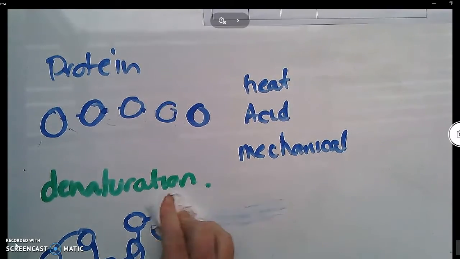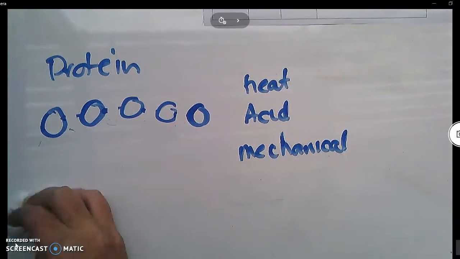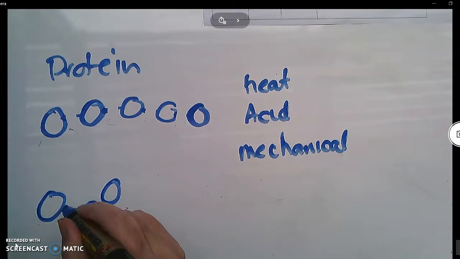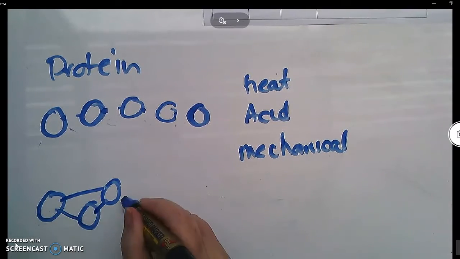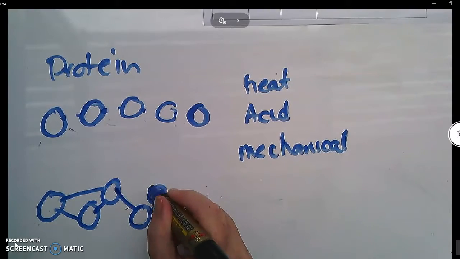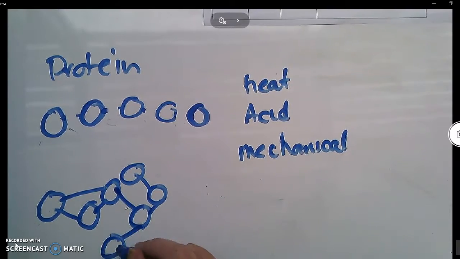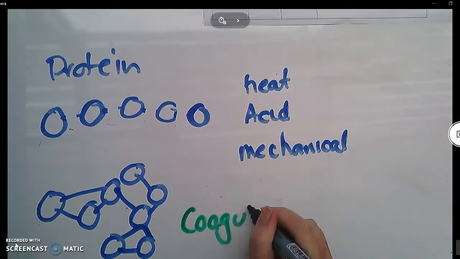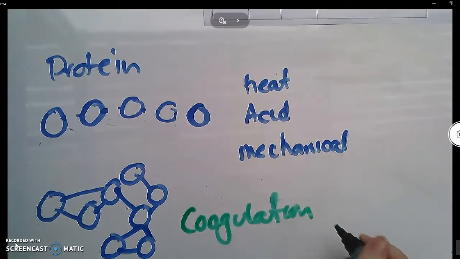When we keep on processing it, the protein strands, which have had all their bonds broken, start developing new bonds, but at a much tighter, making it a much tighter structure. And this process is called coagulation.